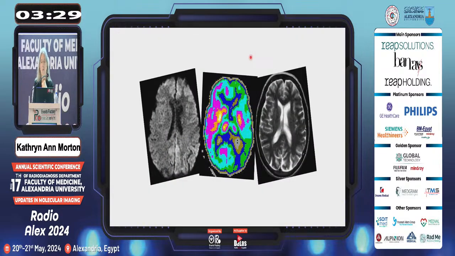This is a patient with prion disease, Creutzfeldt-Jakob disease, with multiple areas of increased and decreased activity on FDG PET, sort of corresponding to the appearance on MR, on diffusion-weighted imaging.